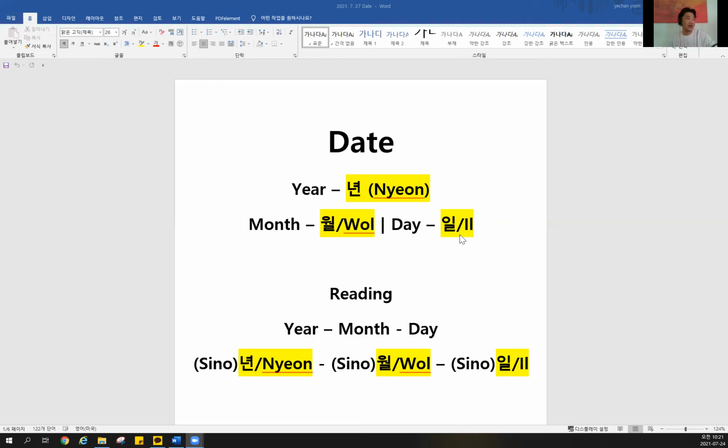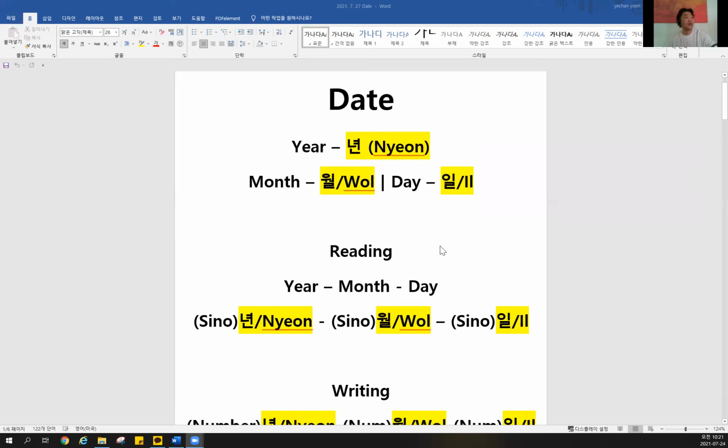Okay, let's go to the reading. For the form in South Korea, we usually read like this. Number one is year, number two is month, and then number three is the date. I saw many different countries have different versions of how to write down the date, but this is the Korean version.